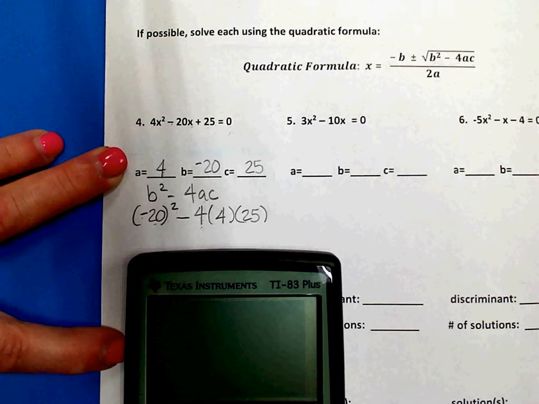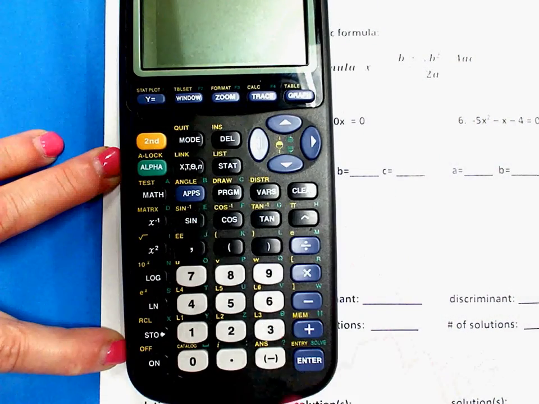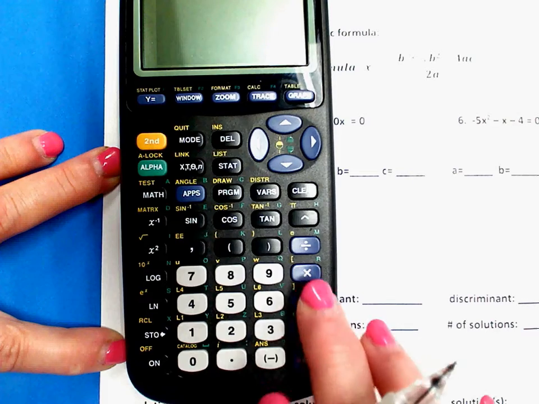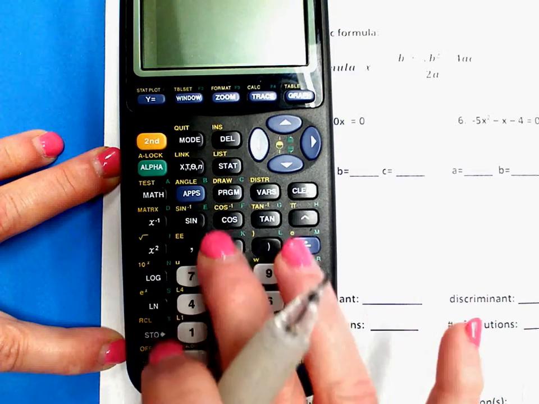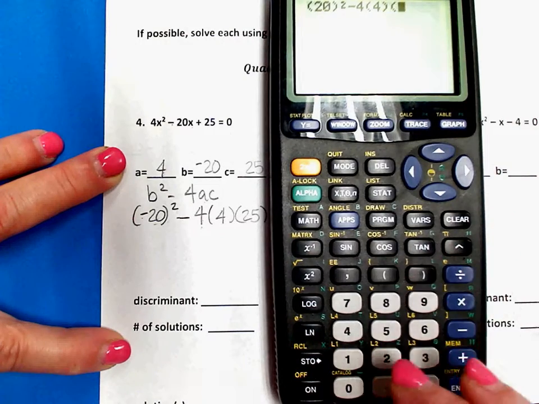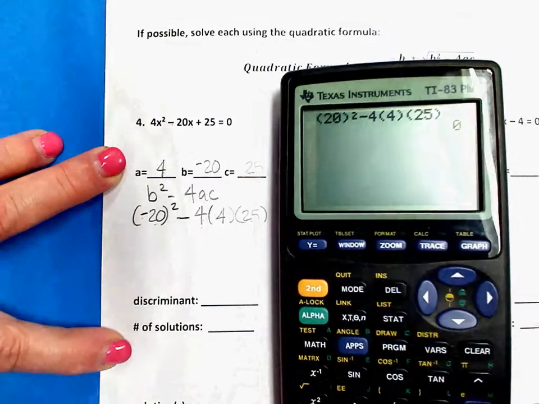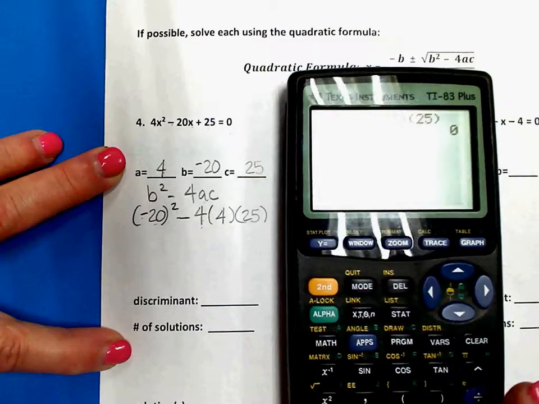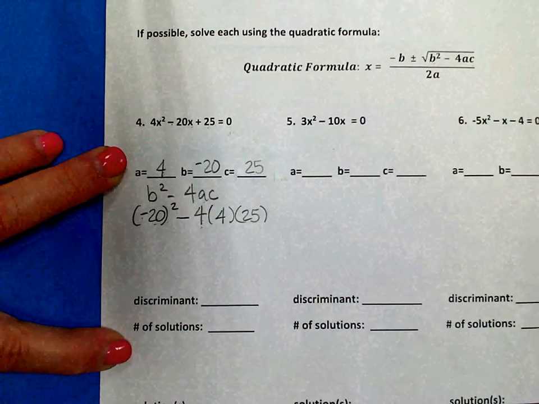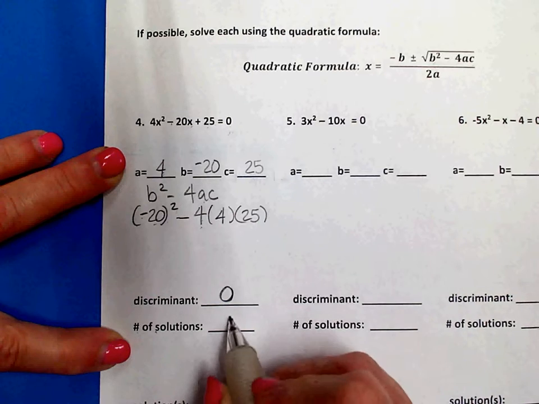So I'm doing 20 squared minus, make sure you're using the minus button. I have a whole lot of kids that keep wanting to use the negative button instead of the minus button. It's minus 4 times a and then times c, which is 25. Enter. And it looks like my discriminant has a value of 0. So if my discriminant is 0, the number of solutions is 1.